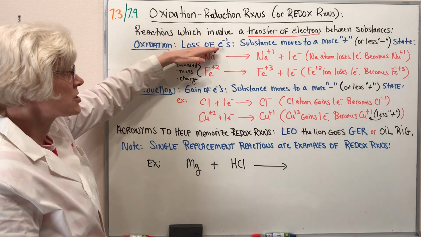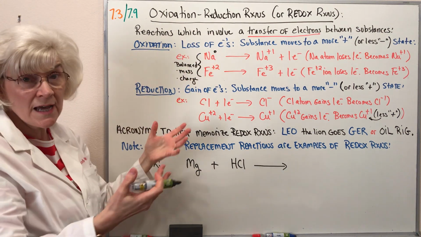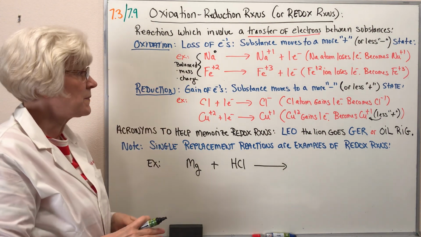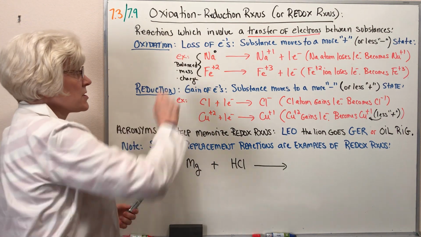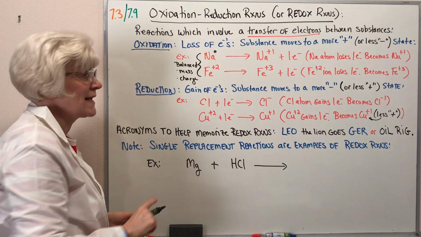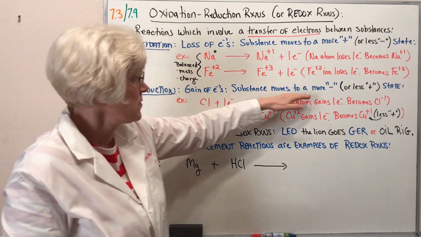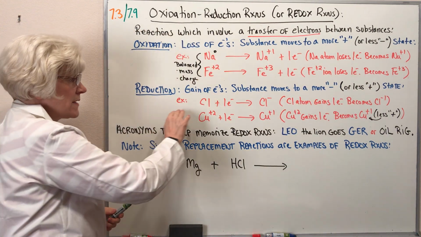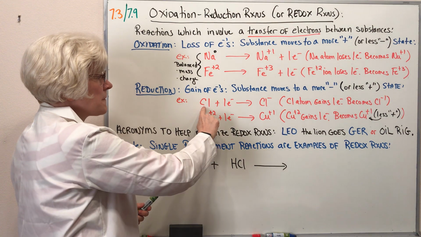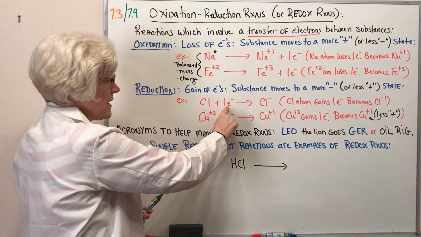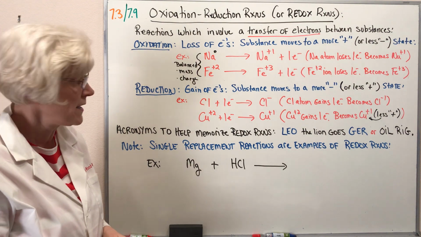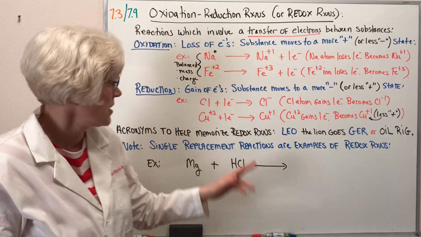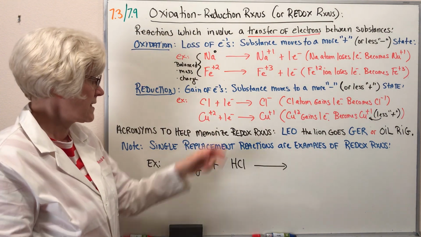Let's take a look at what a reduction is. If an oxidation is a loss of electrons, then by deduction we can propose that a reduction would be a gain of electrons. So oxidation, loss of electrons, reduction, gain of electrons. The substance is moving to a more negative or less positive state. And here are two examples of reduction processes. Here is a neutral chlorine atom. We're giving it one electron to form the -1 chloride ion. So chlorine is gaining one electron, becoming negatively charged. We reduced the chlorine in this process.